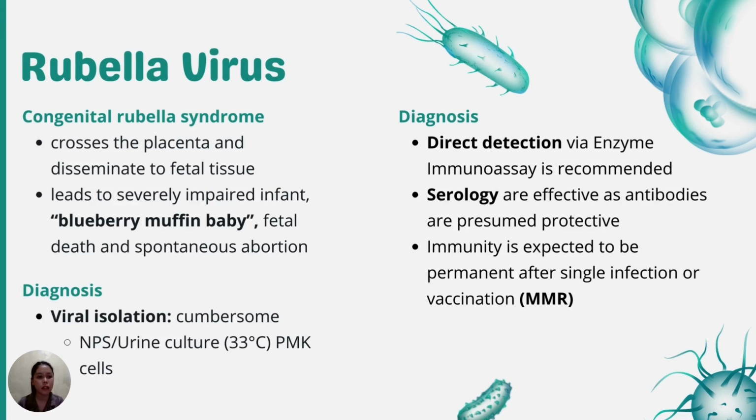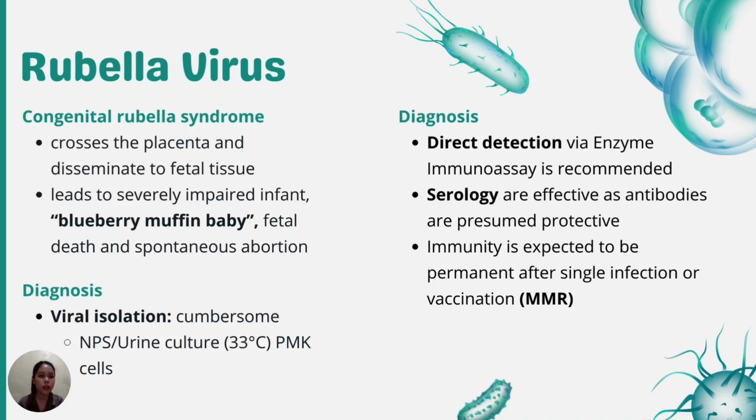Ano nga ba yung nangyayari dito? So, yung rubella virus ay nagkakapag-cross dun sa placenta ni mother at dahil nga doon na ikakalat yung virus sa ating fetal tissue. With that, it will lead to severely impaired infant na tinatawag nga ay blueberry muffin baby kasi nagiging cyanotic po yung infant dito at it will lead to fetal death o kaya naman spontaneous abortion. Yung congenital rubella syndrome or CRS ay may two forms. Yung isa ay mild and then yung the other one naman is yung severe.